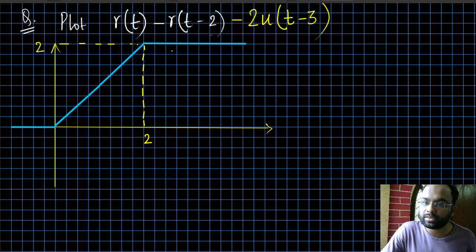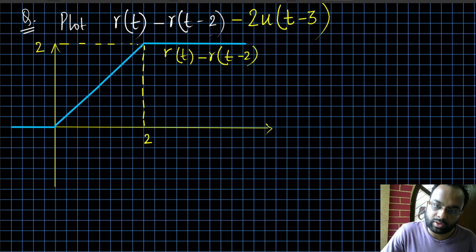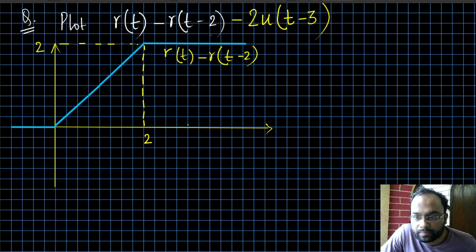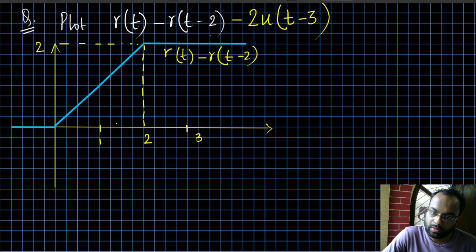So this signal is rt minus 2, right? This cyan one, right? I don't think there is any confusion. There shouldn't be any confusion, right? Now, do tell me what this one looks like.